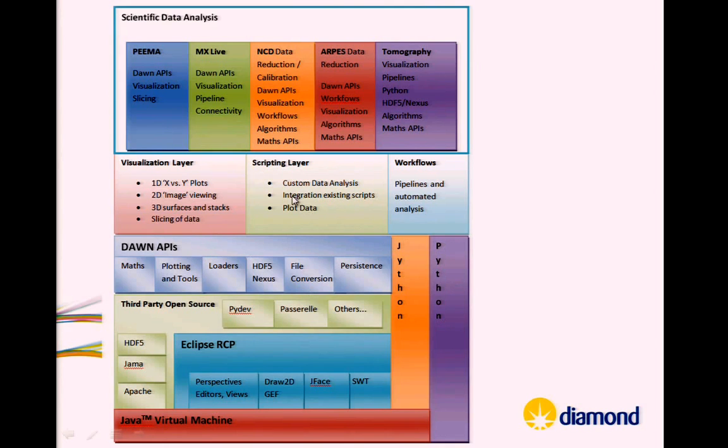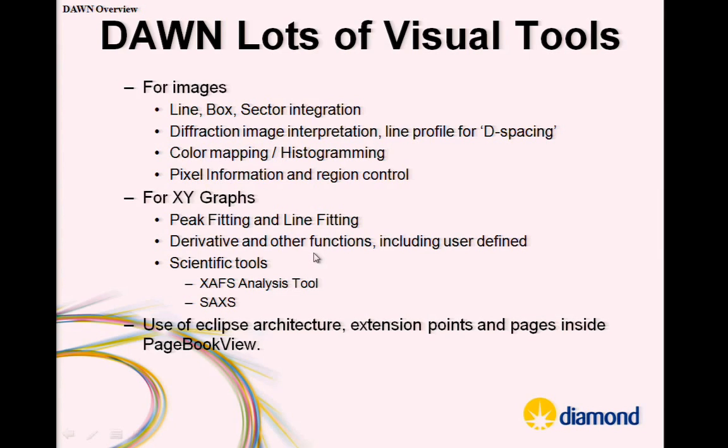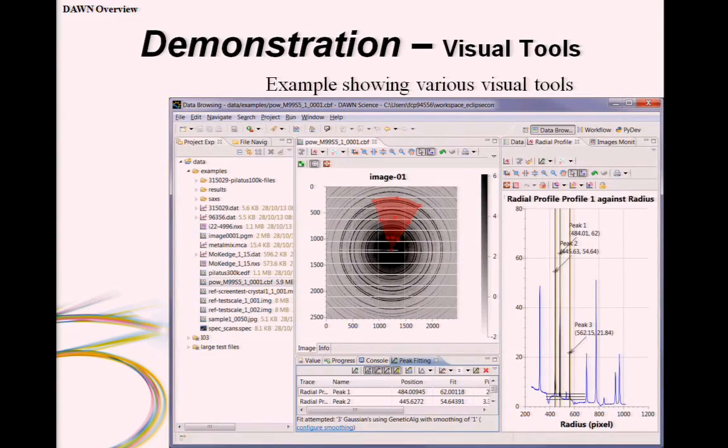The users, of course, don't see that. They see perspectives which do the science that they're interested in. But how we're building that is this API layer at the bottom. We've got lots of visual tools, and I'll do a demo of one tool just to give you an idea. It's the same demo that I did at a previous conference.